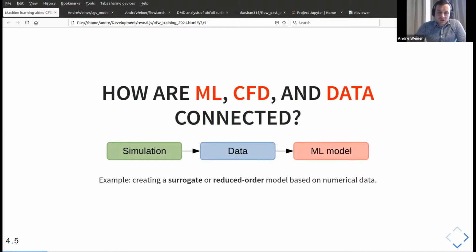But how are these three different points, machine learning, CFD, and data, actually combined? The most common way I find is that first you have a simulation that produces some data, and then maybe you post-process the data into a machine learning model. One example would be if you create a surrogate model based on your simulation output.